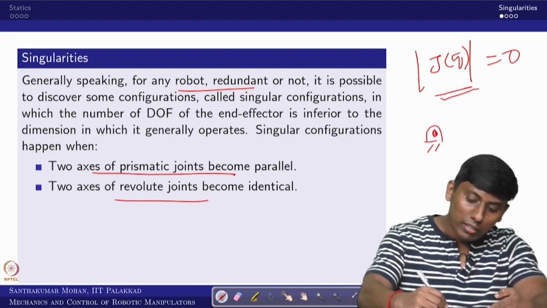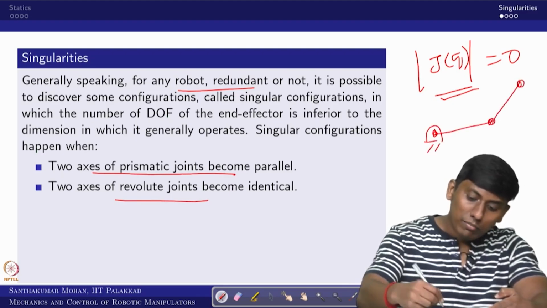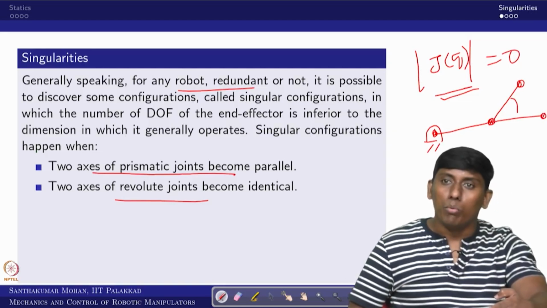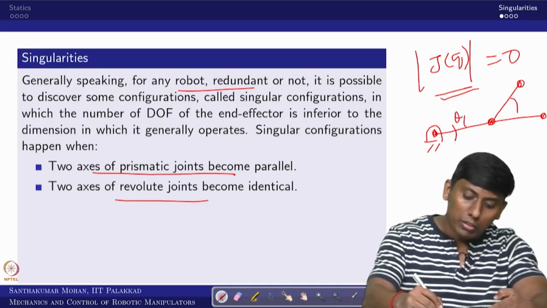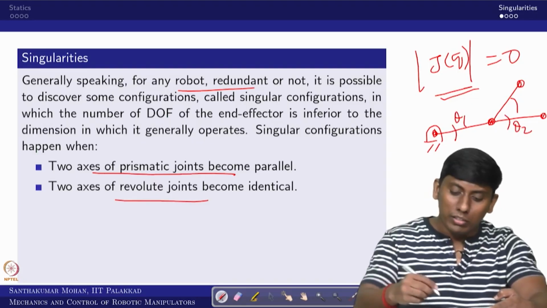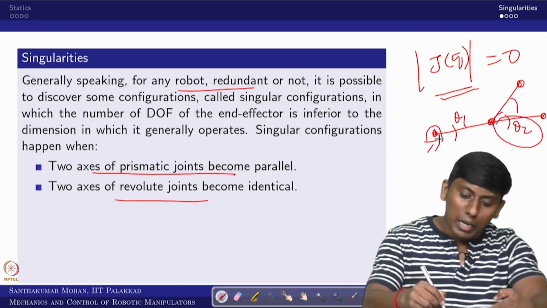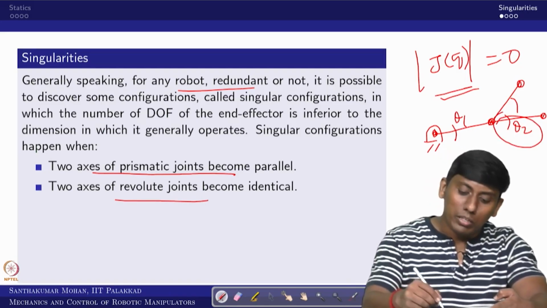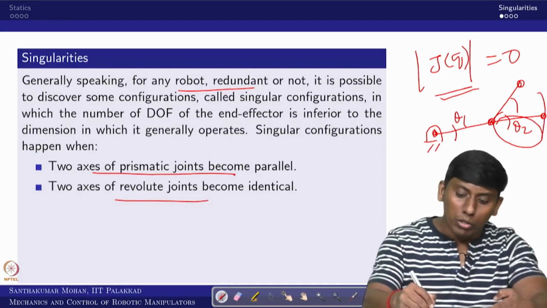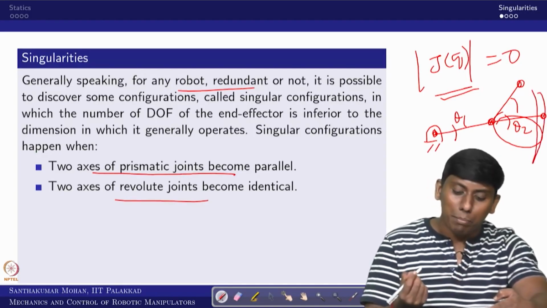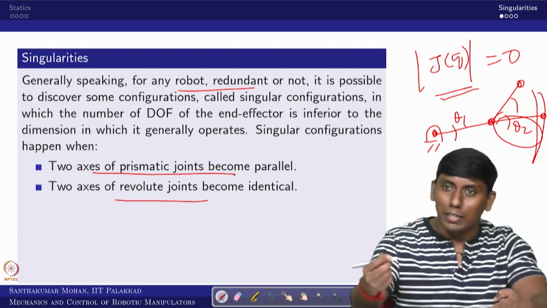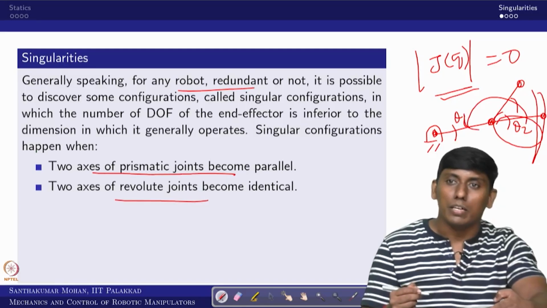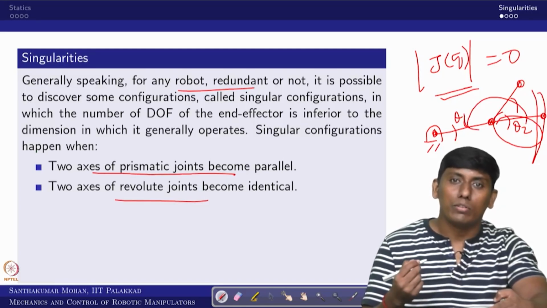For example, take a serial manipulator which has 2R. Now if you rotate this and make it parallel, you have theta 1 and theta 2, but now theta 2 is 0. When I rotate theta 1, theta 2 is invalid; in the sense theta 2 has lost its degree, because I want to rotate this. When can this happen? This can happen at the workspace extreme case, or it can come from some other collinearity.